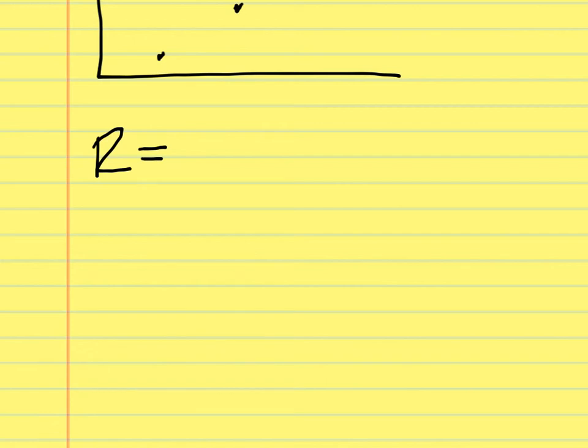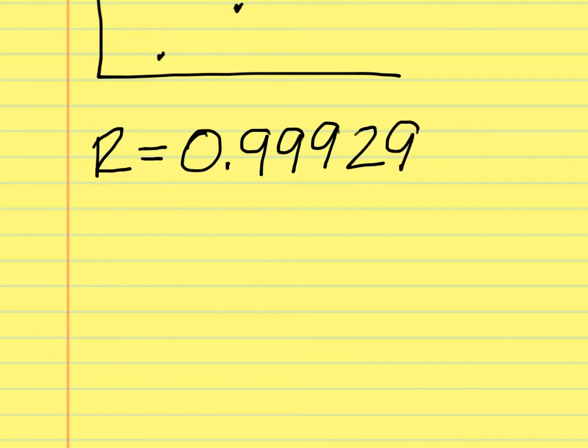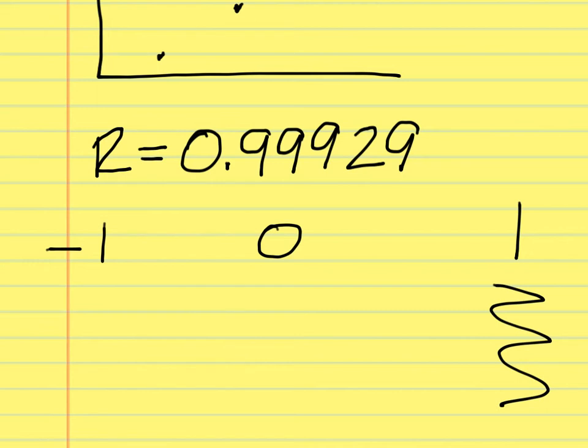Hit enter, and look what comes up. You have an R value of 0.99929, and so on. Is this a really good positive correlation? You go from -1, 0, +1. This is perfect. Oh yeah, it's almost perfect, so that can work.